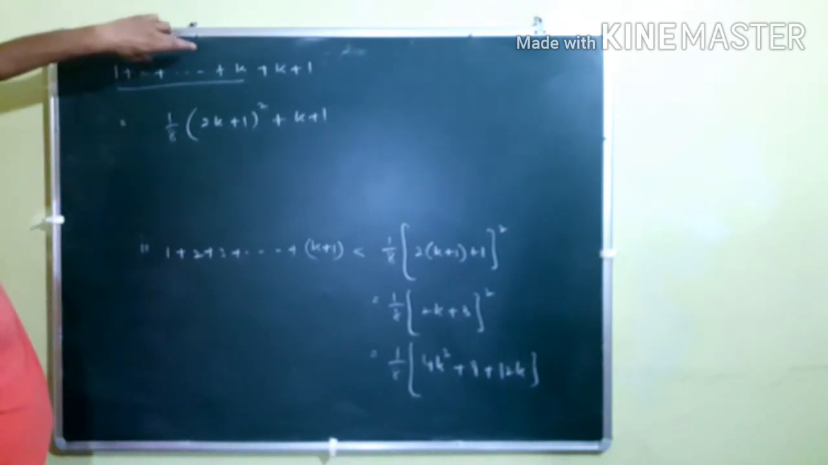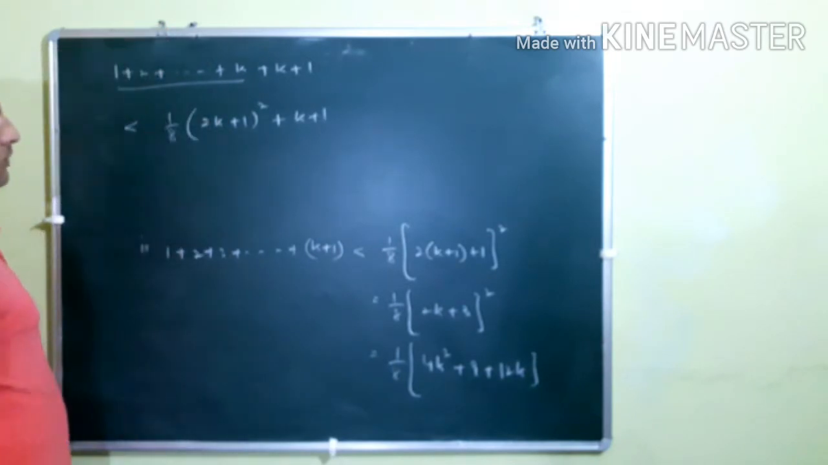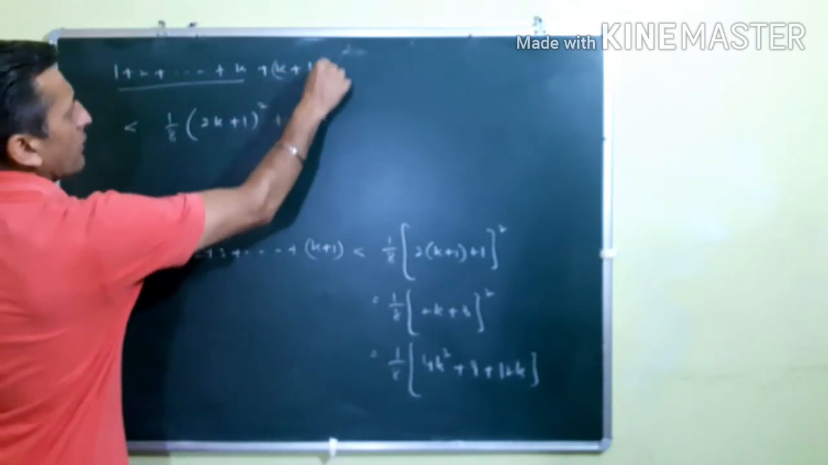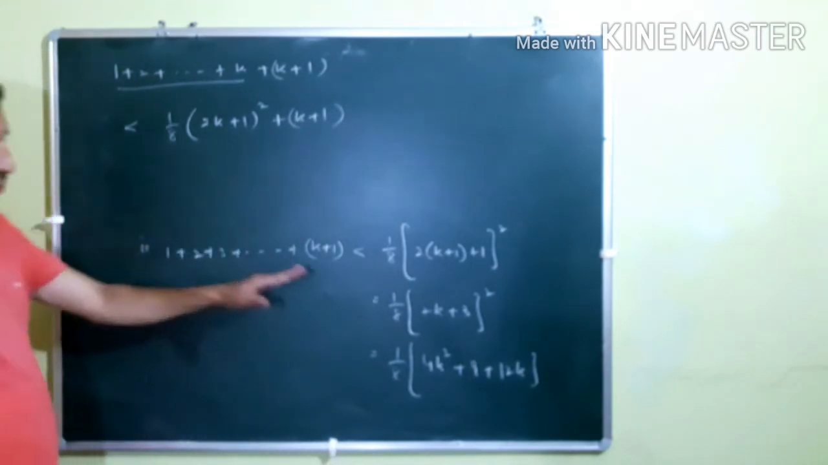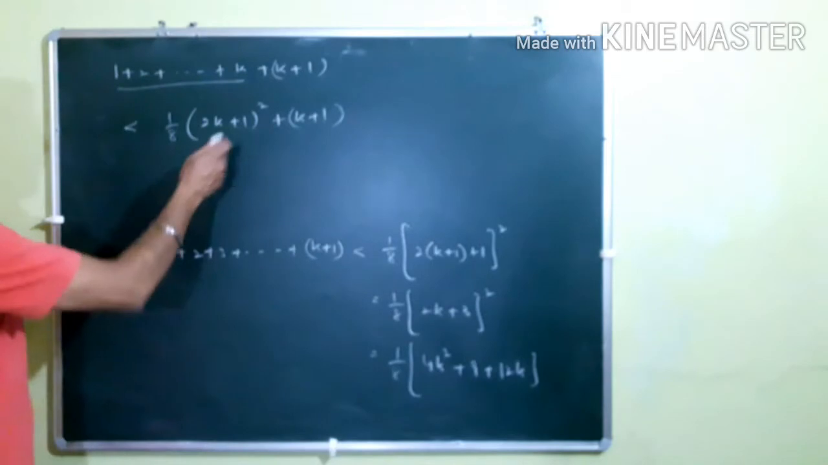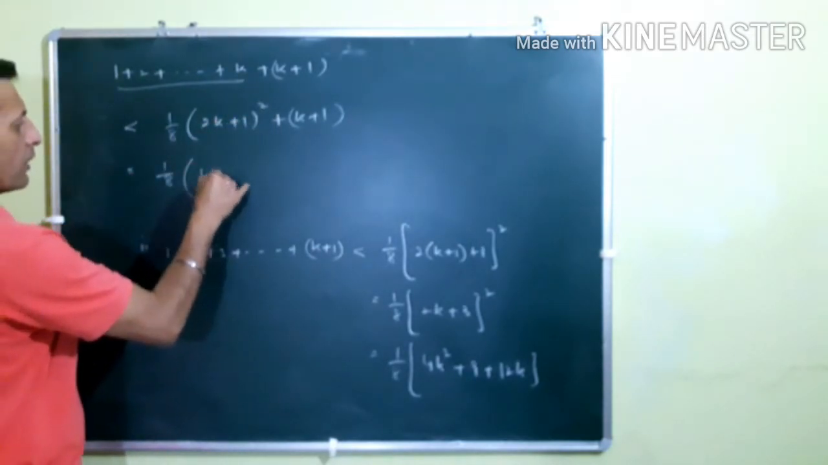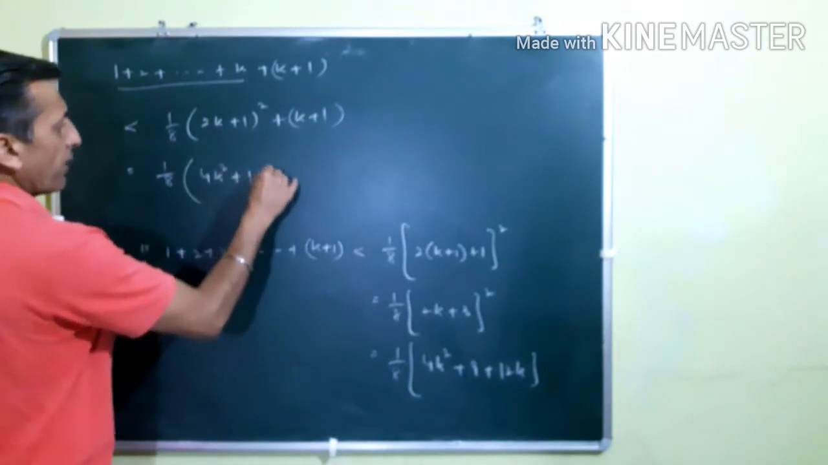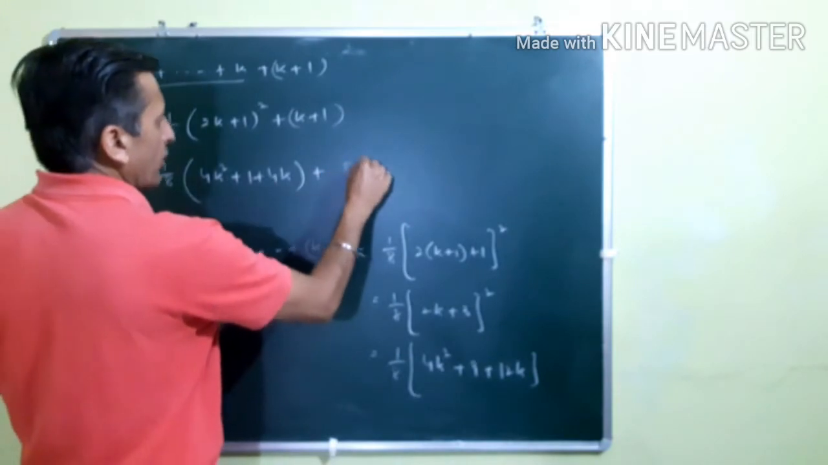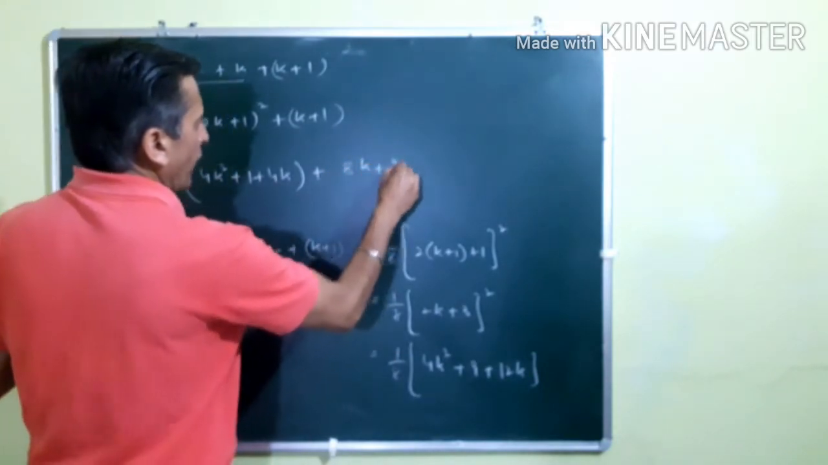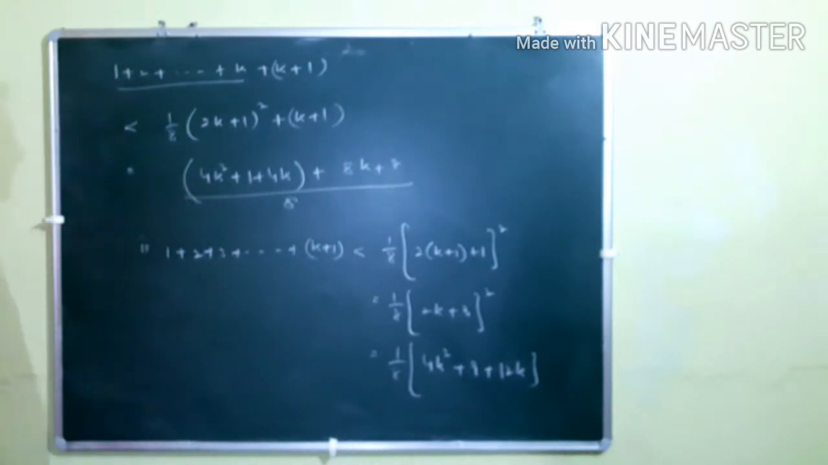So we assumed that the sum of these terms is less than this one. So here it is less than 1/8 (2k + 1)² + (k + 1). The last term will be the same, k + 1. And we have to reach up to here. Let us solve this one: 1/8 (4k² + 1 + 4k), and taking 8 as the LCM, it becomes 8k + 8. Now you can write like this.